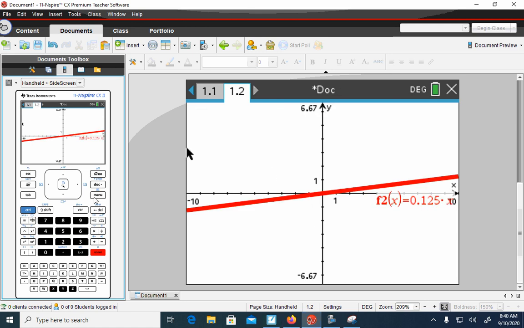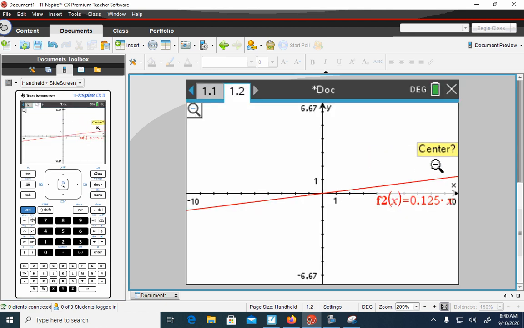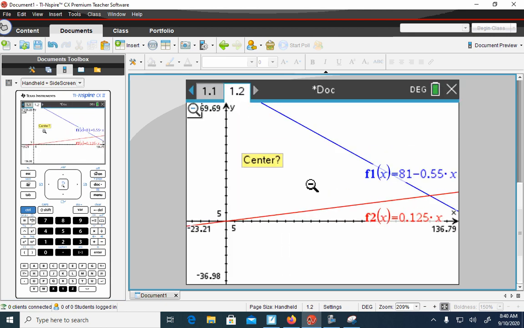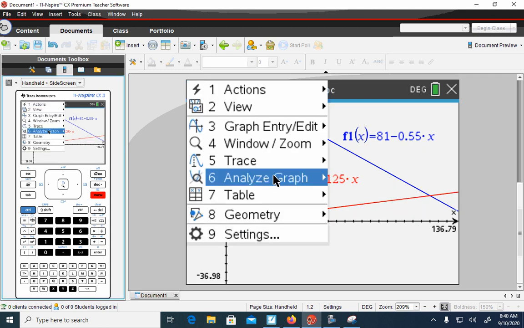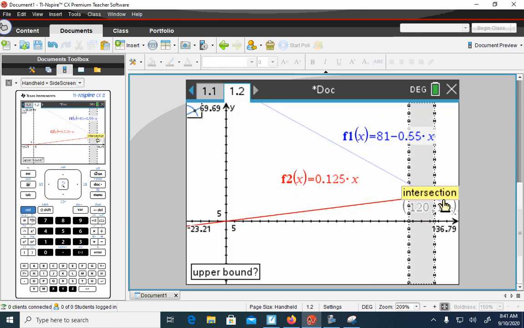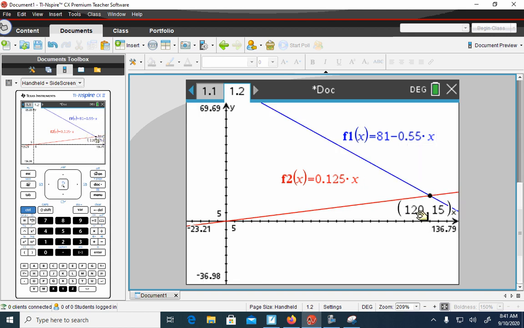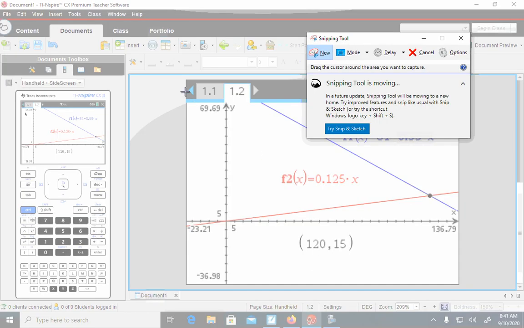So I have that one, so I'm going to hit menu. Mrs. Pesic would not like me right now. I'm going to go look for that other equation, so I just zoomed out a couple times. So here's this. There's this. I'm going to find the place where they intersect. Menu, analyze graph, intersection. This one, because it's a function, does the lower bound, upper bound, and it gives me 120.15.